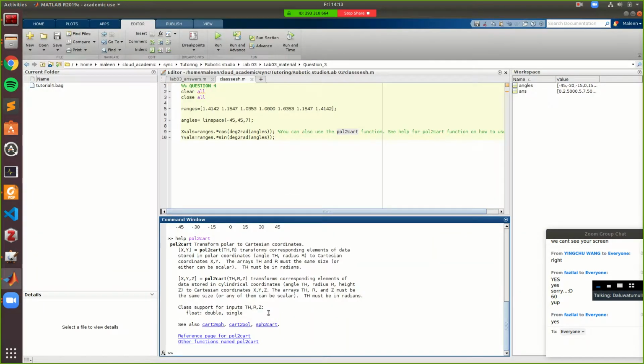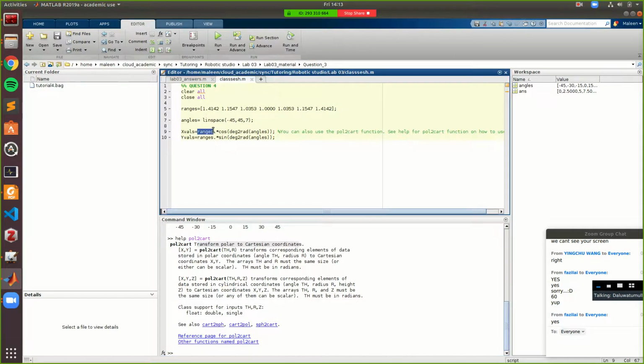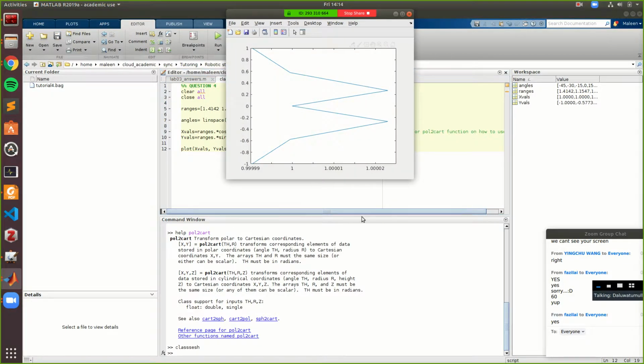So MATLAB has a function called pol2cart that converts from polar coordinates to Cartesian coordinates. You can either do it yourself by multiplying r into cos theta and r into sin theta, or you can use this pol2cart function, whatever you like to use. And then what we can say is plot x vals, y vals. So if I run this, I will get the plotted out values.